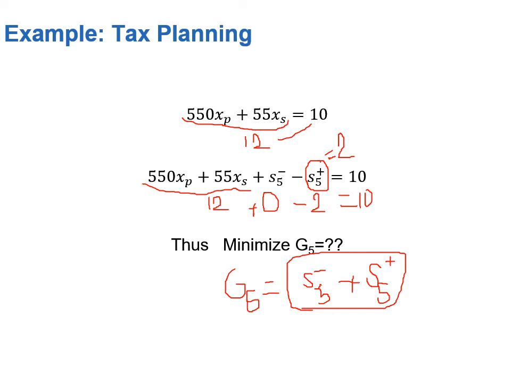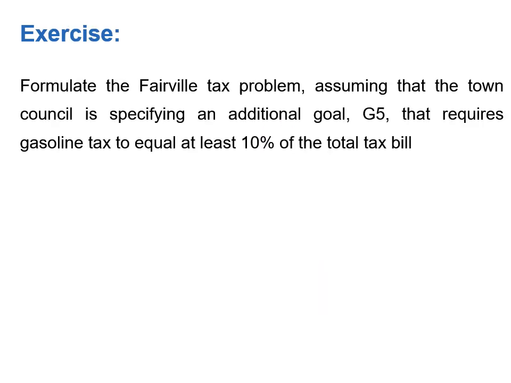In less than or equal to type constraints, we want to minimize the positive deviation. In greater than or equal to type, we want to minimize the negative deviation. In equality type constraints, we want to minimize the sum of negative and positive deviations. Okay, so this is all we do to come up with the goal programming formulation.